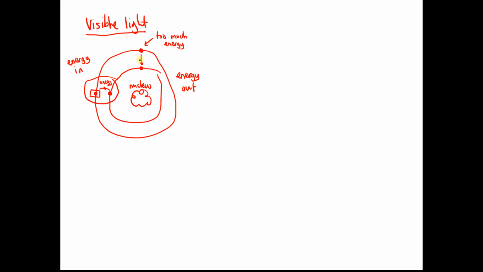And the way that the atom releases energy, the way that the atom transfers energy to the surroundings, is in the form of visible light. So an electromagnetic wave is emitted, and it will be in the visible part of the spectrum. So that's how visible light is formed.